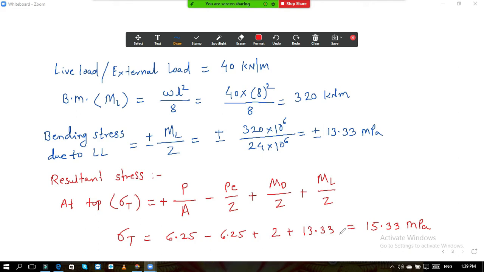Okay. This is your resultant stress at top. Now similarly, we will calculate sigma B also at bottom or at soffit. The another word for bottom is soffit. At bottom, sigma B is equal to P by A, then again P by Z, MD by Z, and ML by Z.